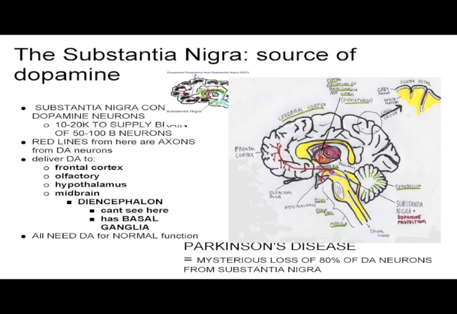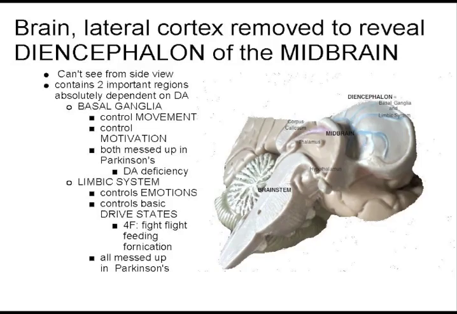Parkinson's disease occurs when 80% of these neurons are lost from the substantia nigra, and that's when you start to see symptoms, particularly related to the basal ganglia in the diencephalon. Diencephalon contains two important regions, the basal ganglia and the limbic system. They're intimately related. One controls movement, motivation, both of which are messed up in Parkinson's. The other, the limbic system, controls emotion and basic drive states, the 4Fs, fight, flight, feeding, and fornication, all of which are messed up in Parkinson's disease.